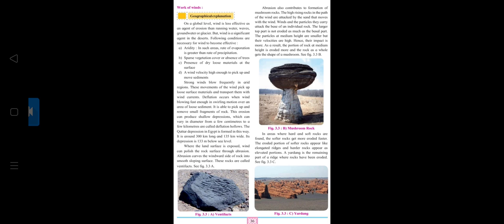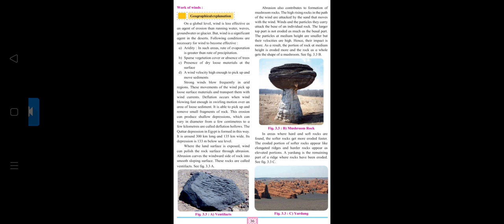As a result, the portion of rock at medium height is eroded more and the rock as a whole gets the shape of a mushroom. So, as a question, you can be asked how does a rock get the shape of a mushroom? Through which processes? Or explain in detail the formation of a mushroom rock.